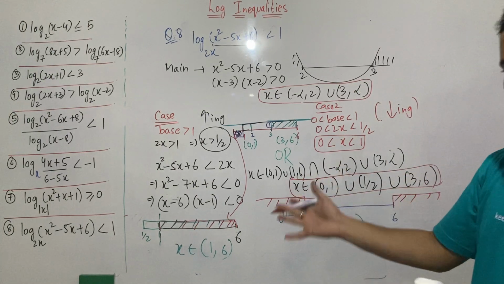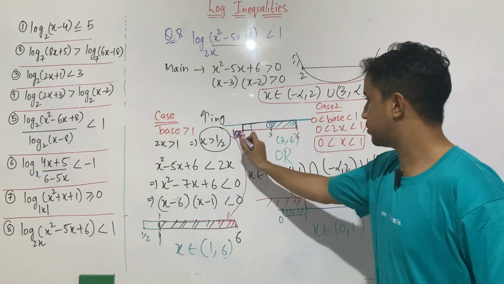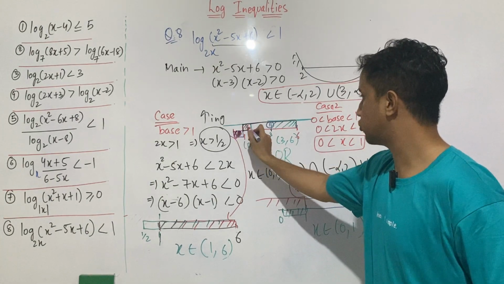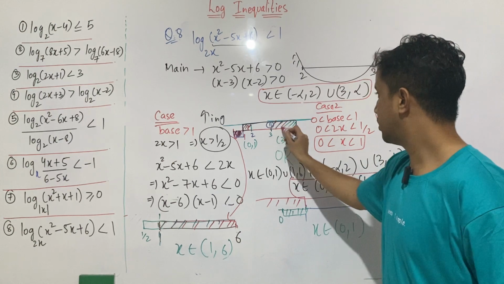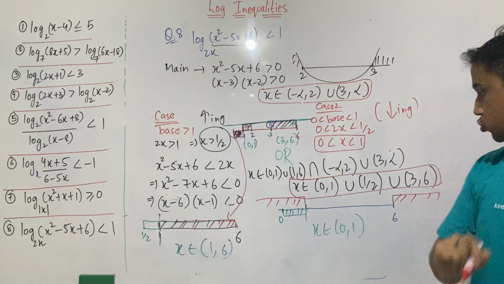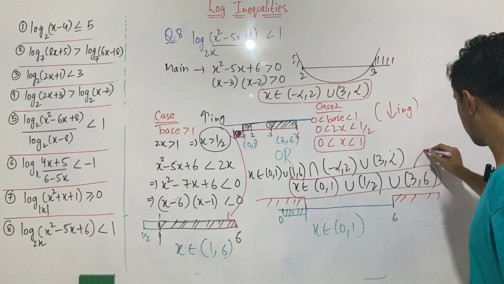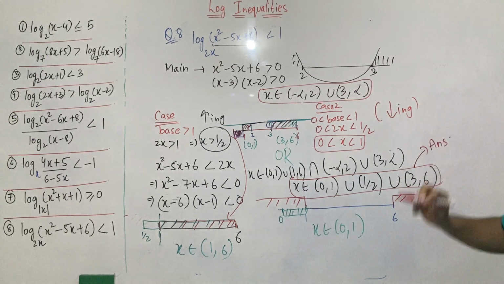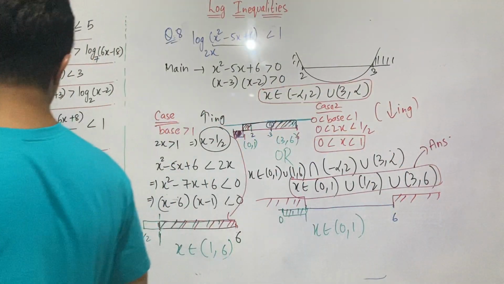So we are just taking the union. This is the first common region, this is the second common region, and 3 to 6 is also a common region. So this is going to be your answer. So that's how you have to do it.